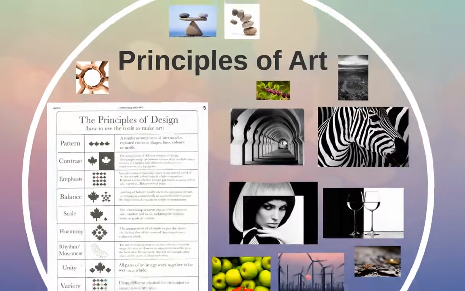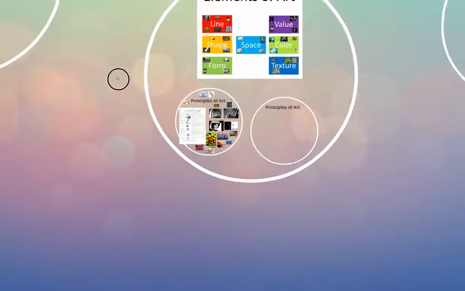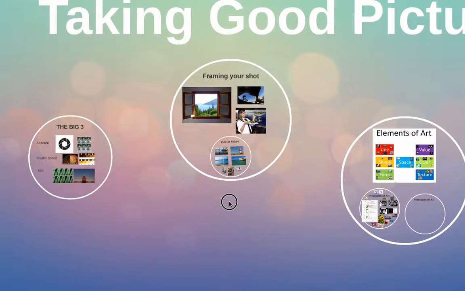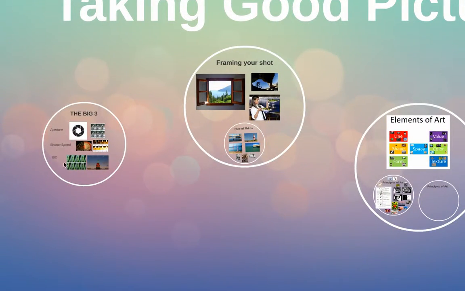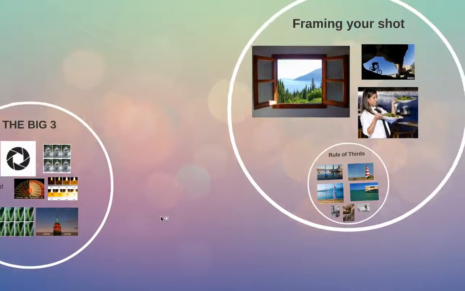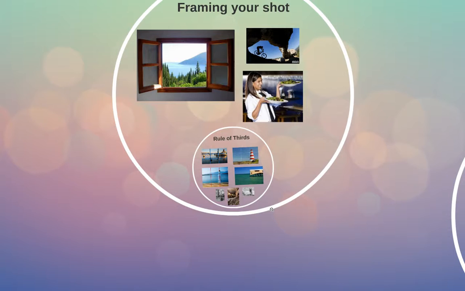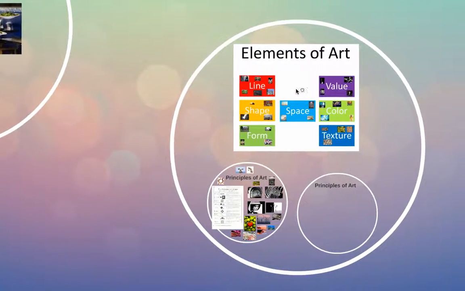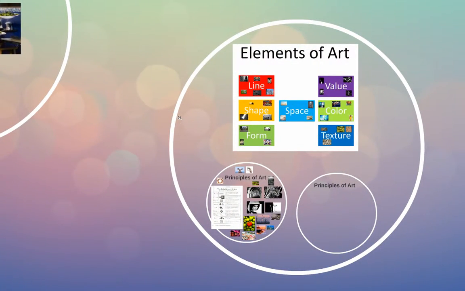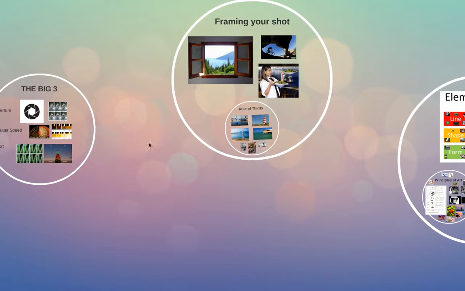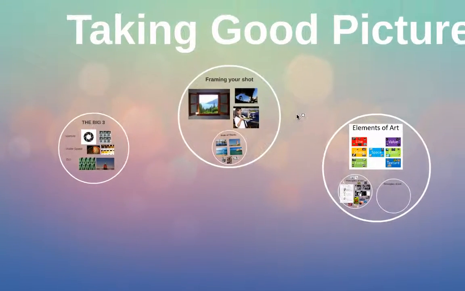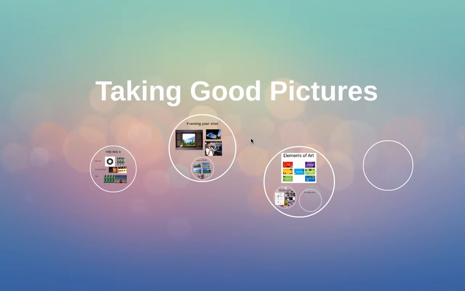So this was basically a presentation of a couple key things. We first talked about the big three: the aperture, the shutter speed, and the ISO. We also talked about the rule of thirds and how you can use that to make your shots more dynamic. And then we went over the elements and principles of art. Okay, incorporating all these three things, okay, technical and artistic, into your photographs will help you really take better pictures in the future.